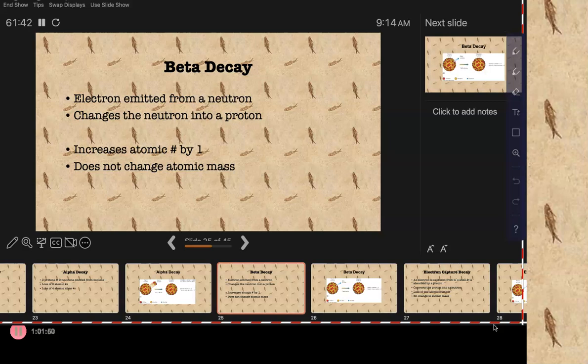So beta decay. Beta decay, you're losing an electron. This is actually what blew my mind when I first wrote this, and I actually checked with one of my chemistry pals because I didn't know this was a thing even. A neutron shot off an electron and turned into a proton. Dig that. Okay?